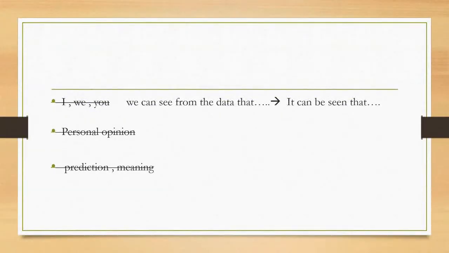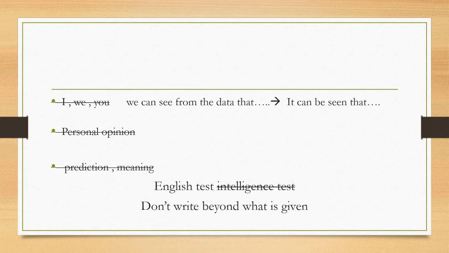Next, you cannot say "I" or "we" or "you can see from the data that blah blah blah." Just use the passive voice, like "It can be seen that blah blah blah." And there's no need to use your own personal opinion or predict the data or give meaning to the data, because it's just an English test. It's not an intelligence test. So don't write beyond what is given. You will be tested on your English language capabilities.